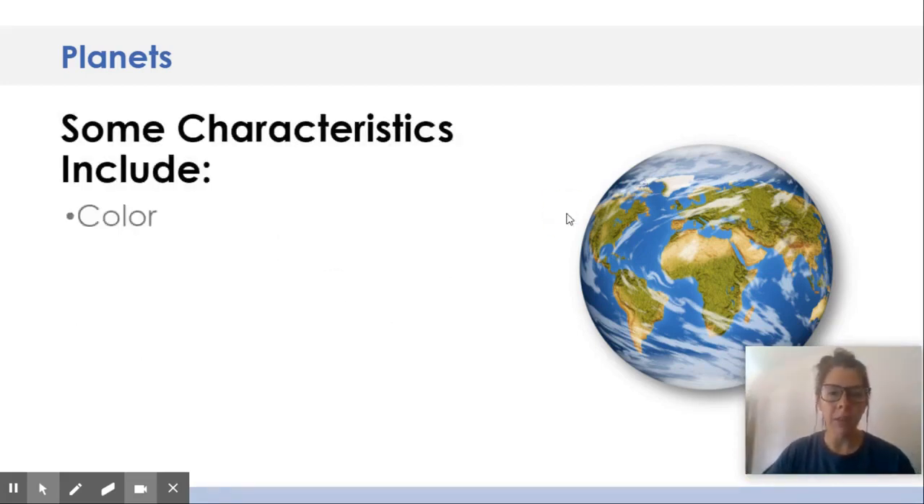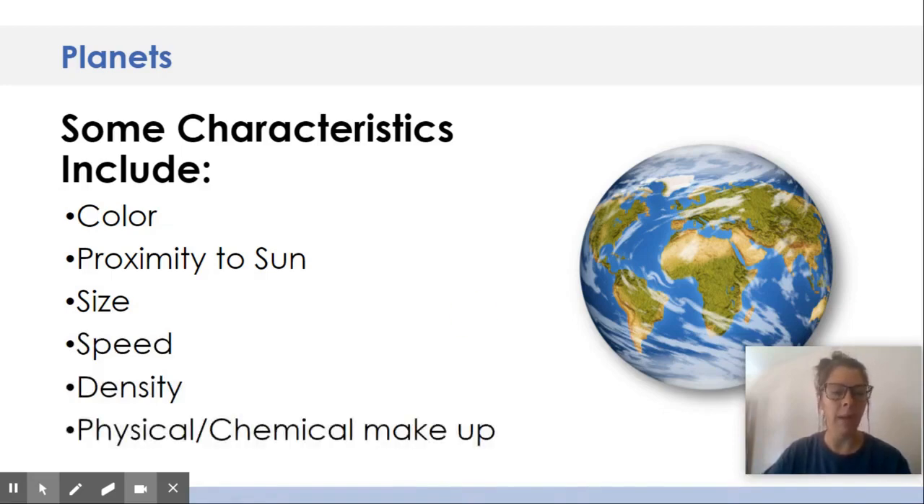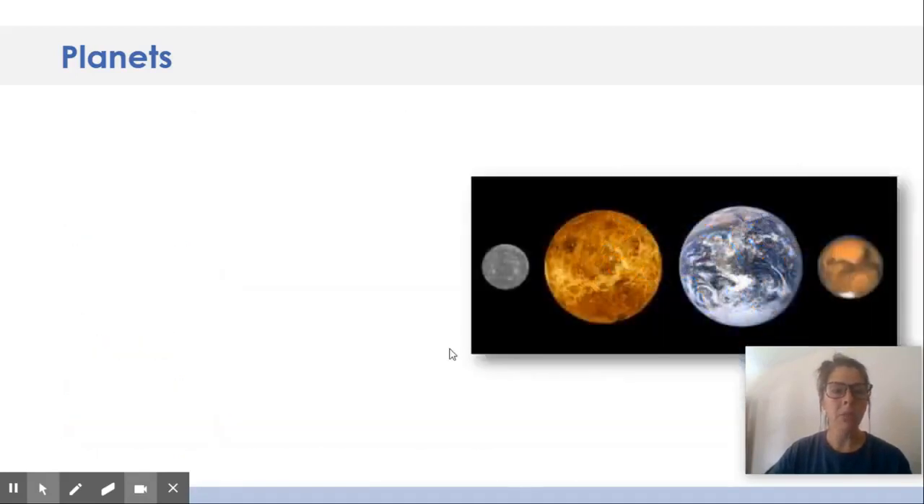Planets are often characterized based on quite a few features. It could be color, their proximity to the sun, their size, the speed that they travel around the sun, their density, or how much stuff they're made of, and then the physical and chemical makeup, so what stuff they're made of. In our solar system, we utilize the proximity to the sun to group our planets.